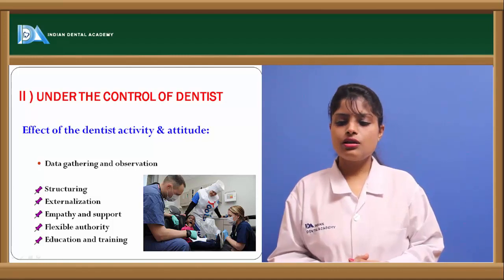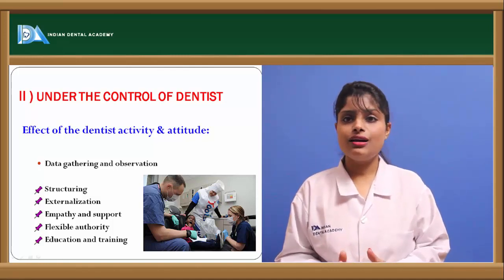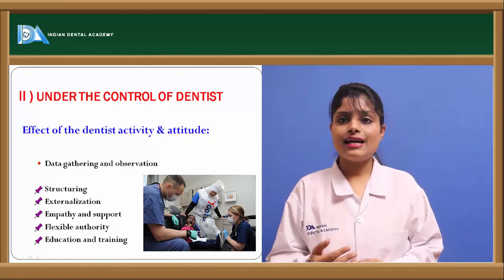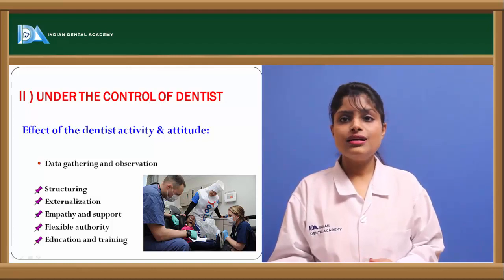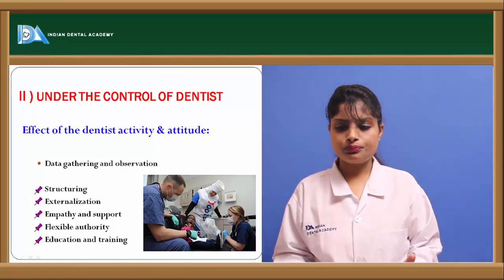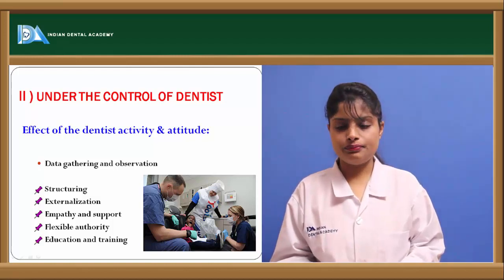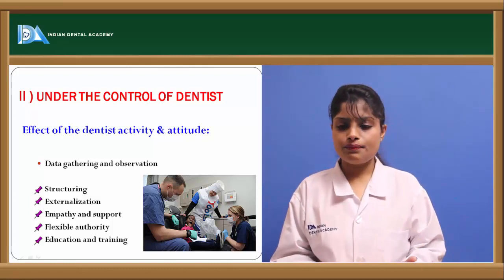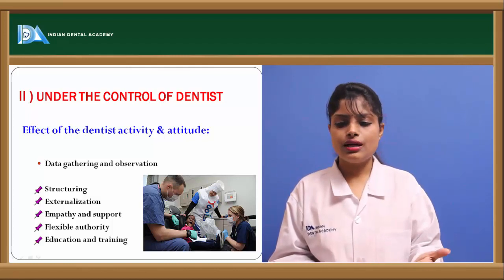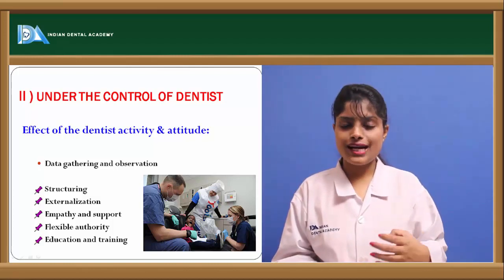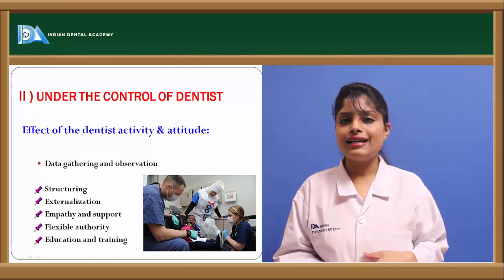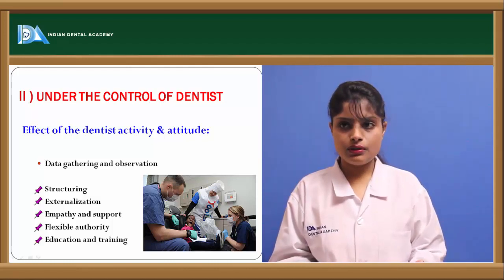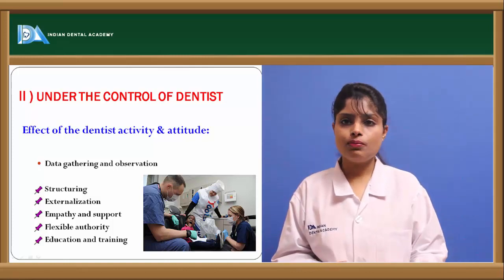Now, what is structuring? Structuring is basically preparing the child for future appointments. The dentist may convey to the child what he expects from the child. What type of behavior does the dentist expect from the child? Whatever is required from the child. The dentist can also teach the importance of good oral health at that point of time. Next comes externalization, that is distraction of the child. The child's attention is focused away from the dental operatory or the sensations which he may encounter during the dental treatment. Now, what is empathy and support?